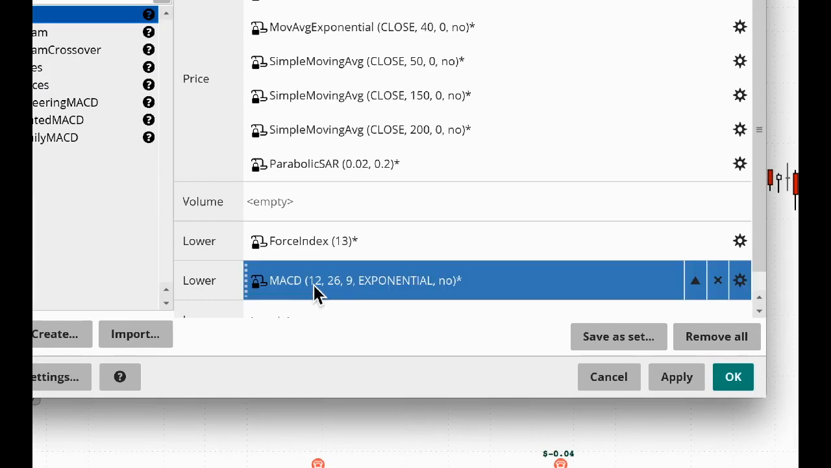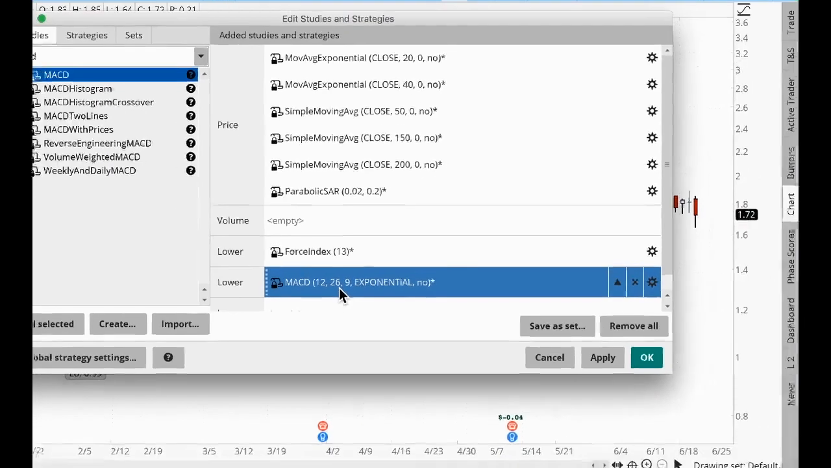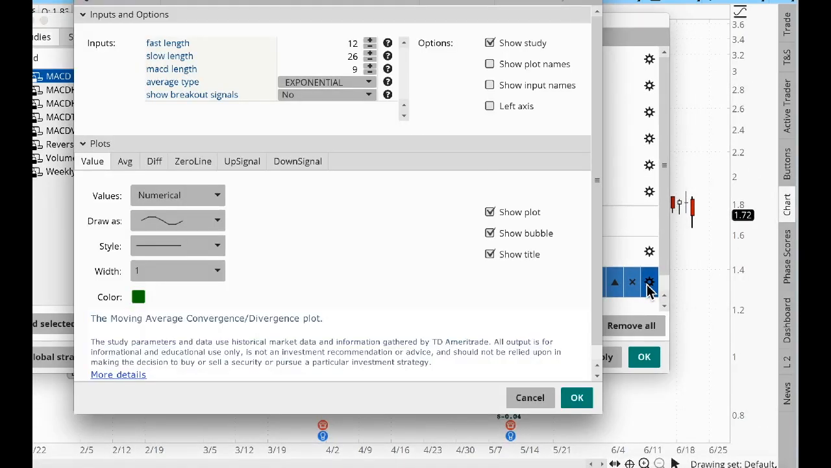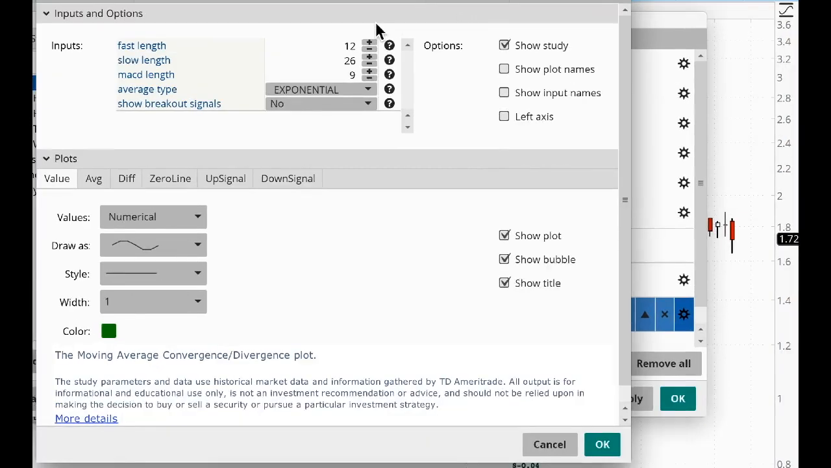And by default it's 12, 26, and 9. So just leave it. But maybe in your charting software it is not 12, 26, and 9. You just have to change it to 12, 26, and 9. Okay, I'm going to change it to black.